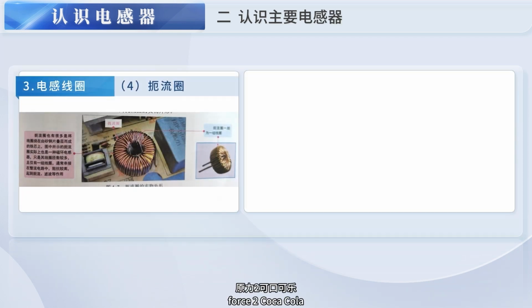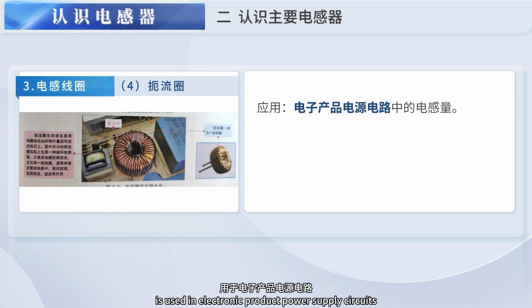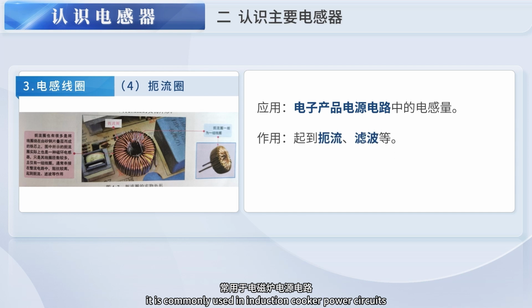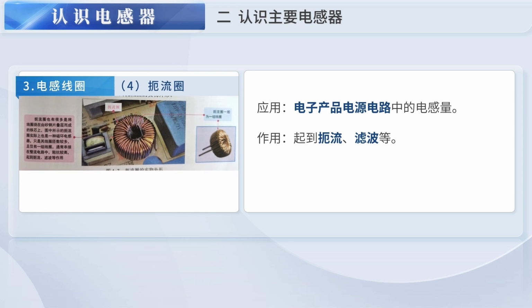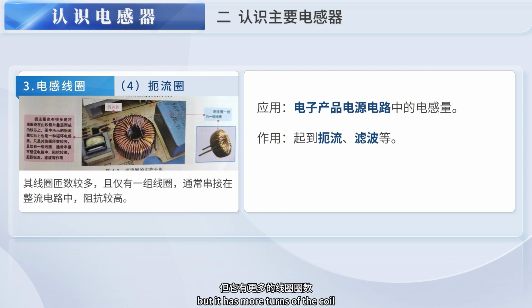Fourth, the choke coil. The choke coil is used in electronic product power supply circuits. It is commonly used in induction cooker power circuits. It mainly plays the role of second-order filtering. The two-wire coil shown in the figure is actually a magnetic ring inductor, but it has more turns and only one set. The coil is usually connected in series. In the rectifier circuit, it has high impedance. It will play a role in second-order filtering.